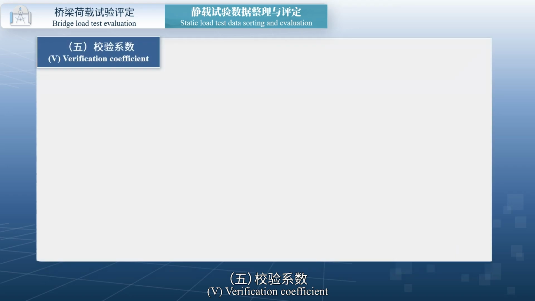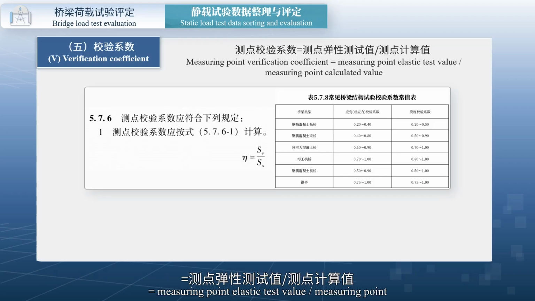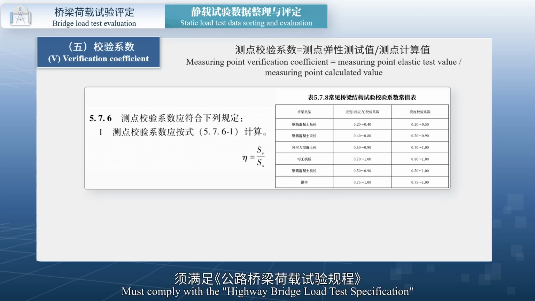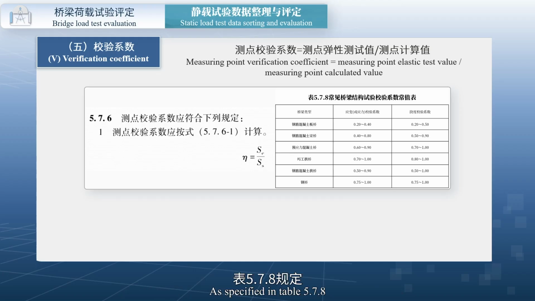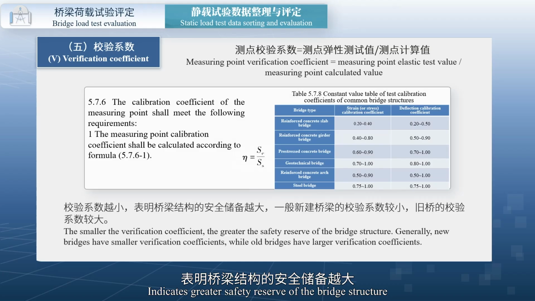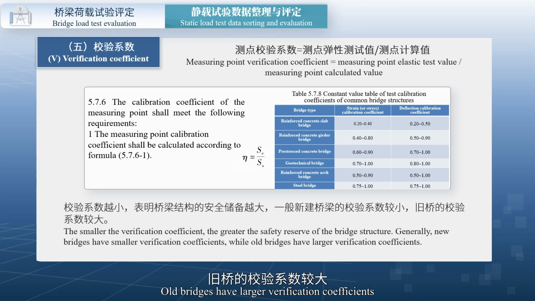5. Verification coefficient. The measuring point verification coefficient equals the measuring point elastic test value divided by the measuring point theoretical calculated value. It must comply with the Highway Bridge Load Test specification, as specified in Table 5.7.8. The smaller the verification coefficient, the greater the safety reserve of the bridge structure. Generally, the verification coefficient of a new bridge is relatively small, and old bridges have larger verification coefficients.